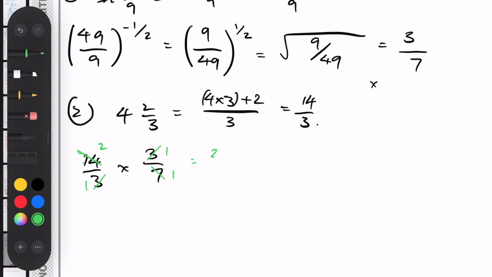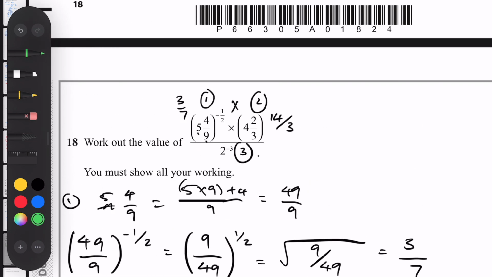So what you've got now is 2 over 1 times 1 over 1. 2 times 1 just gives you 2. 1 times 1 gives you 1. And then the answer is actually just 2, isn't it? So you'll get 2 on top. It's 2 divided by 2 to the power of minus 3.